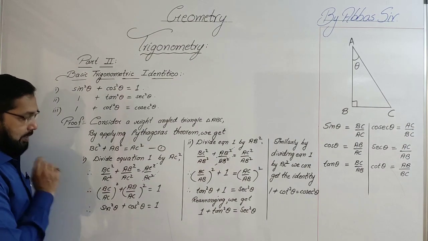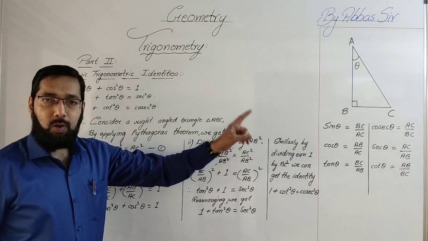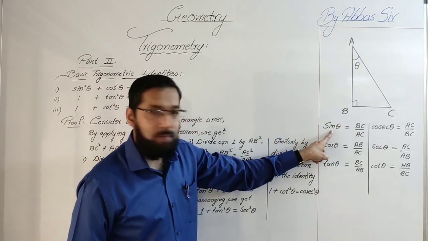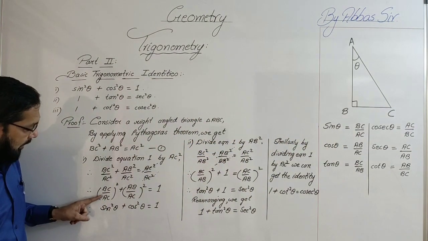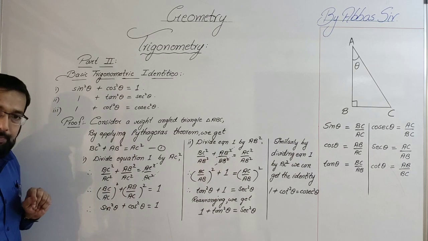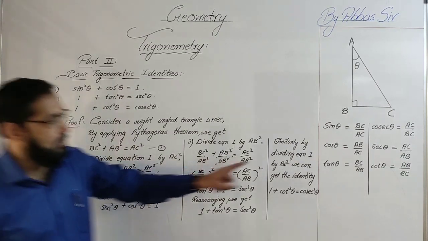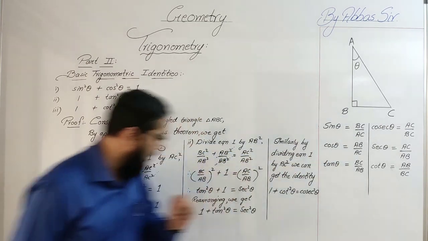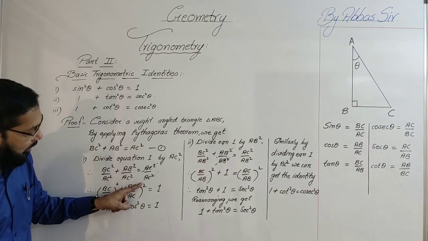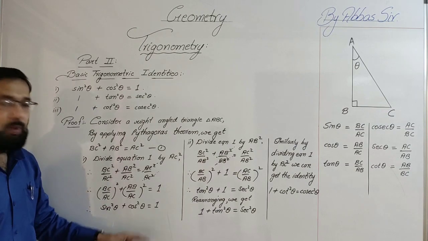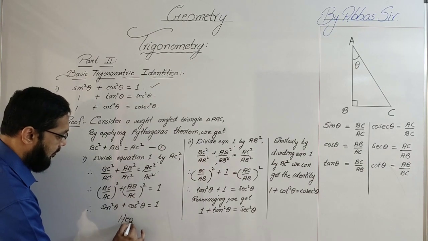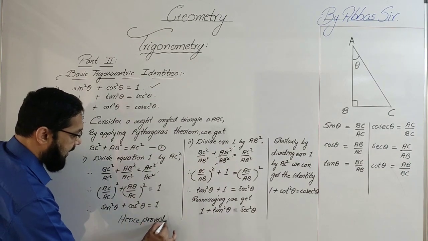Now, BC upon AC. Remember, in our earlier part, we have already found out all the trigonometric ratios. So here you can see that BC upon AC is nothing but sin theta. Therefore, in place of BC upon AC, we will substitute sin theta. But since it's square, we get sin square theta plus AB upon AC. What is AB upon AC? AB upon AC is cos theta. And therefore, in place of AB upon AC, we will substitute cos theta. But since it's the square of it, we get cos square theta is equal to 1. In this way, we prove the first identity and we say hence proved. The first identity has been proved.